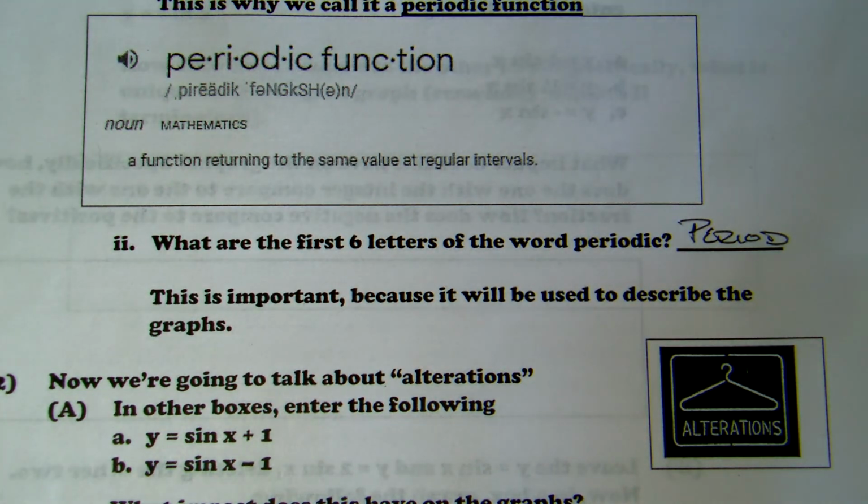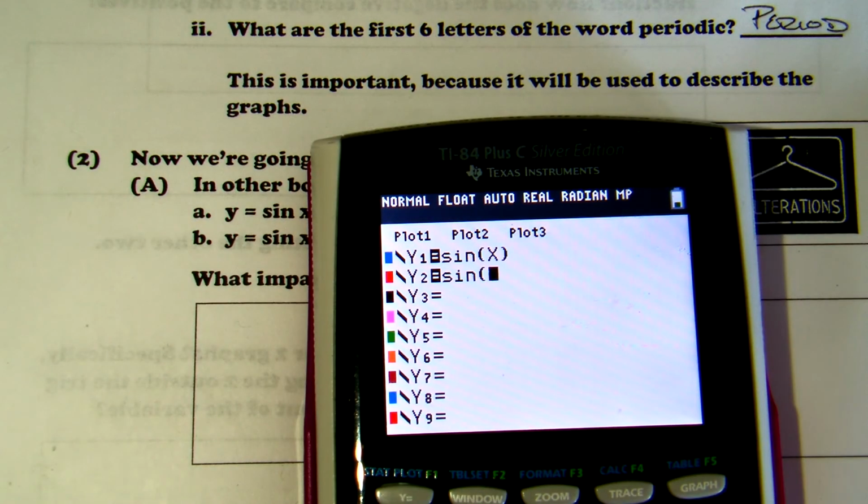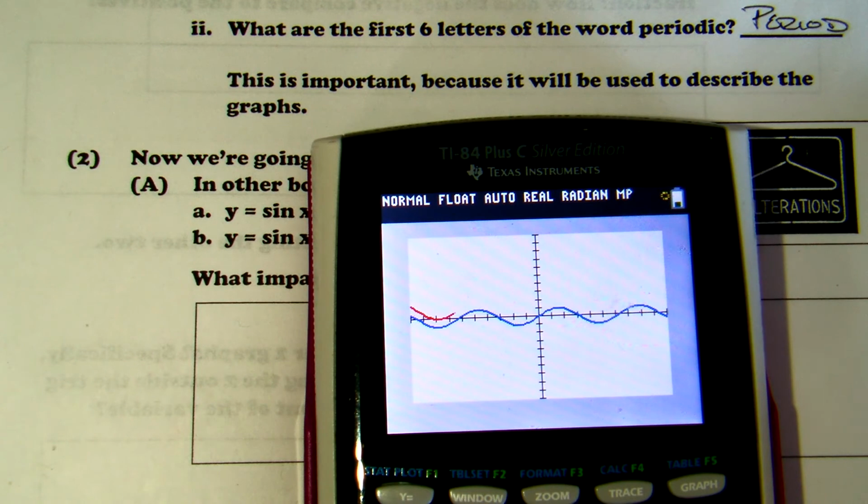Now we'll talk about alterations. In other boxes, enter the following: y equals sine x plus 1 and y equals sine x minus 1. So I'm going to do the same thing on my graphing calculator that you're hopefully doing on your computer. I hit graph. So there's my original blue. The red one is plus 1. And then what appears on mine as a green one is beneath it. Other than that, the shapes are exactly the same. They've been raised up or lowered.